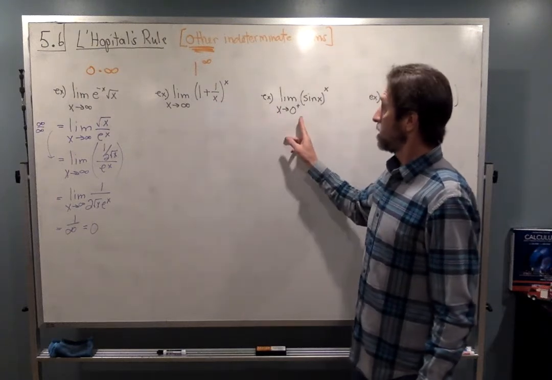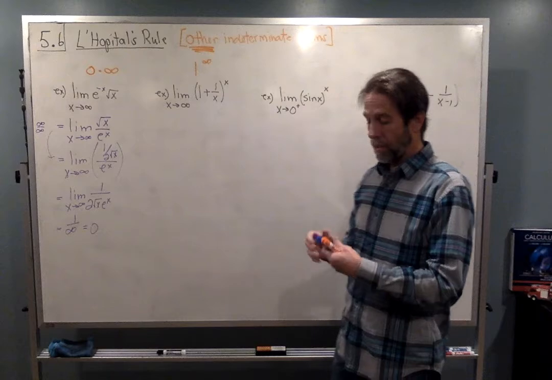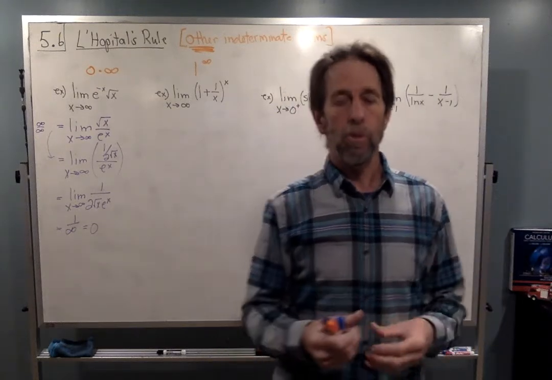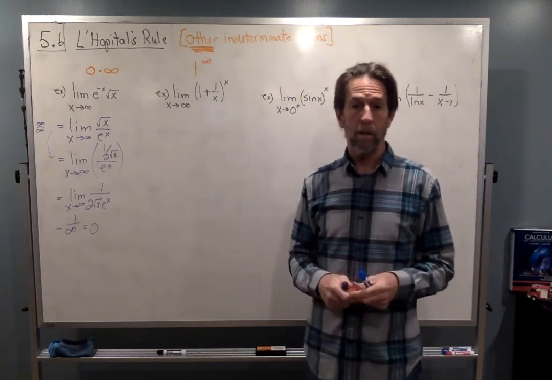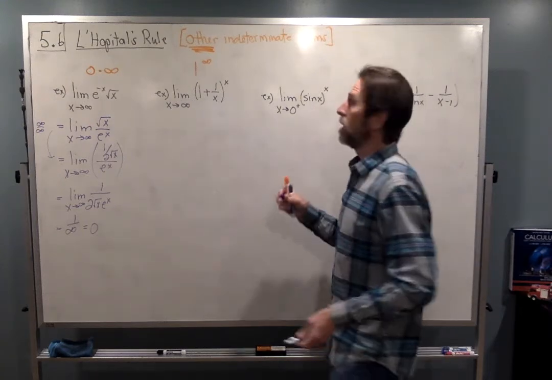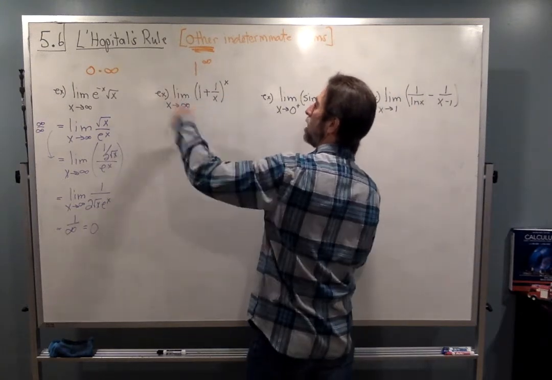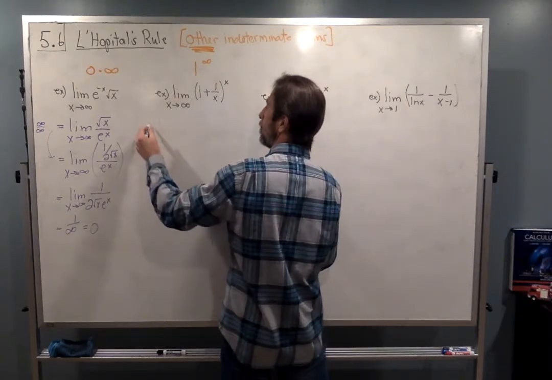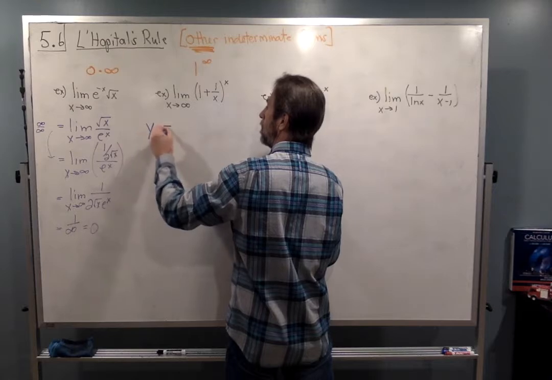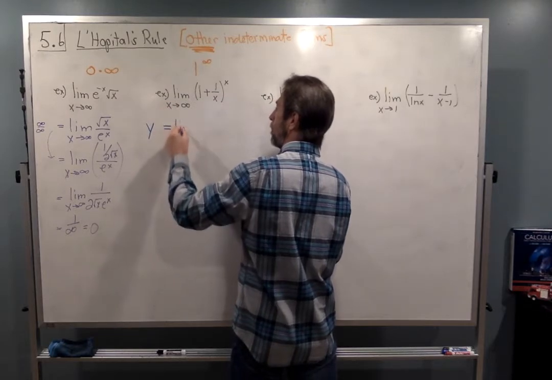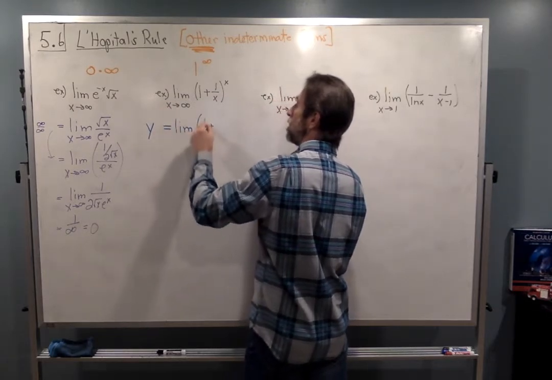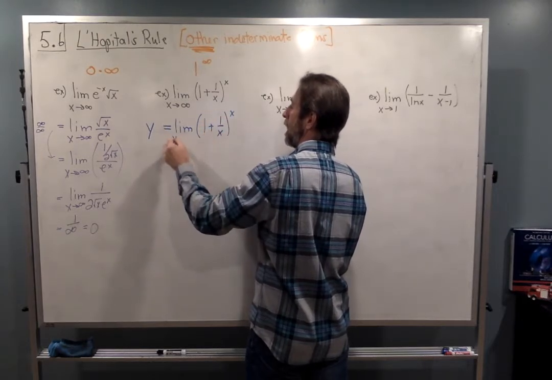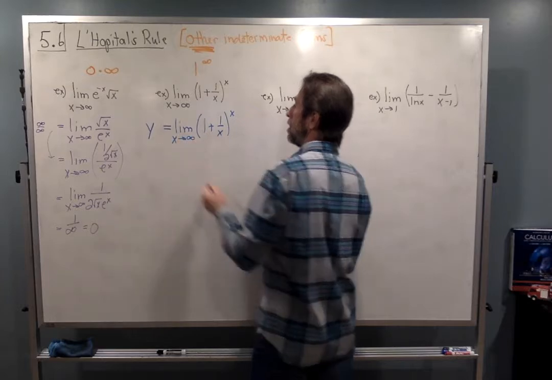This one, along with our next example, involves an exponent. So what we're going to have to do is make use of something similar to what we called logarithmic differentiation. So here's the process. I'm going to let this whole thing be an expression. I'll call it y. So I'm going to let y equal this limit. Again, this is a technique we're going to use whenever we have an exponent that's a variable.